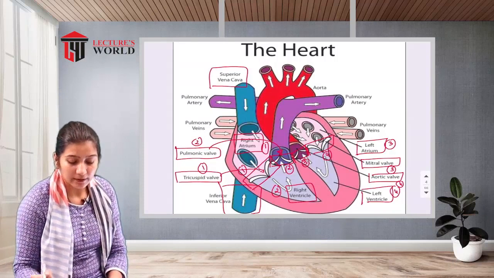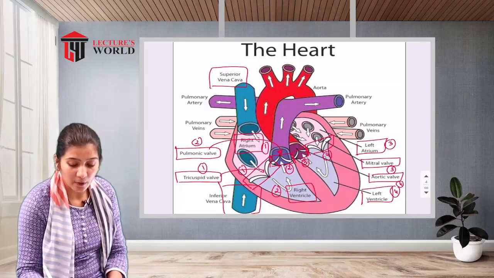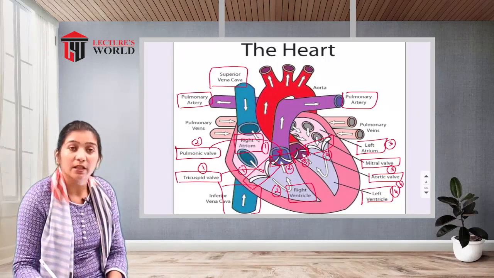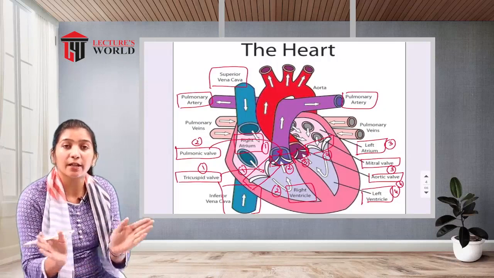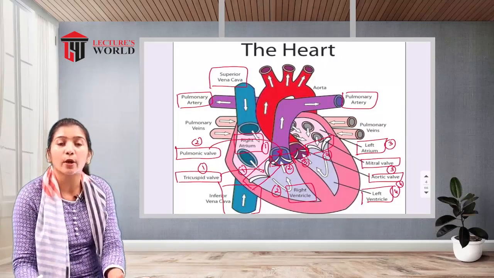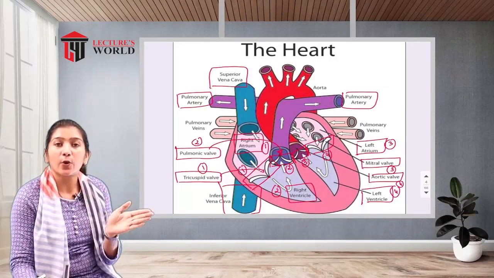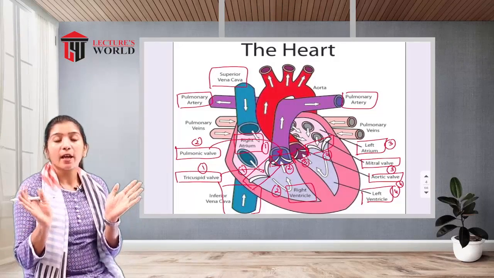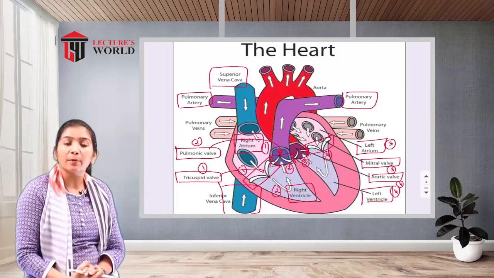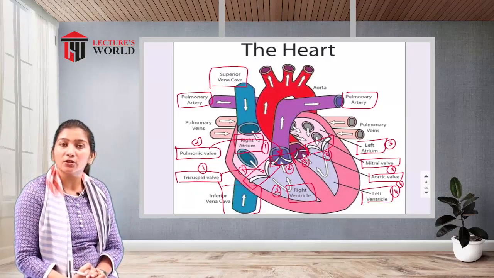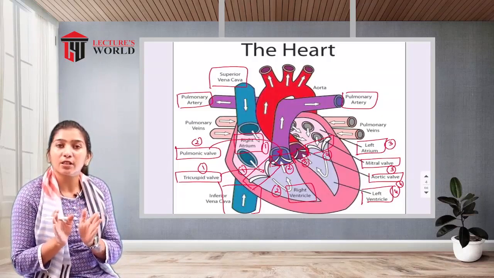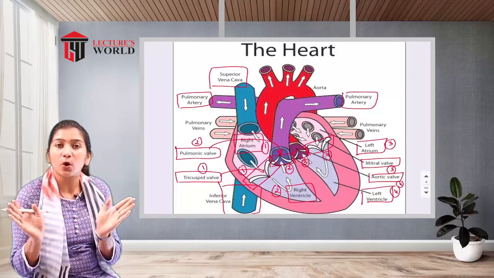Now we can see the pulmonary artery. There is one pulmonary artery that comes from the heart and it is divided into two parts: one artery will go into the right lung and another will go into the left lung. What is the function of the pulmonary artery? The pulmonary artery collects the deoxygenated blood and carries it into both the lungs.